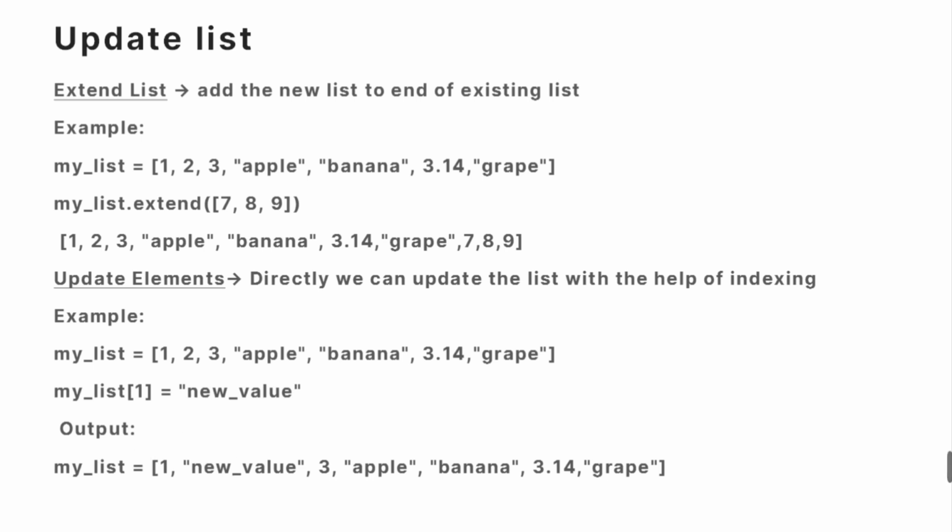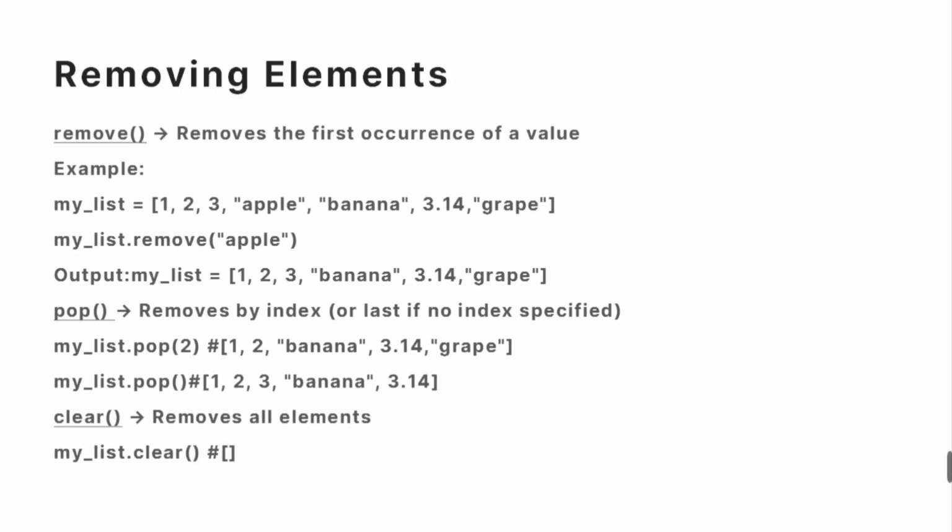Next, how we can remove elements from a particular list. Here we have three methods. Within that, remove will remove the first occurrence of that particular value. For example, my_list.remove of apple will remove apple from my_list. So the output will be my_list: 1, 2, 3, banana, 3.14 and grape.